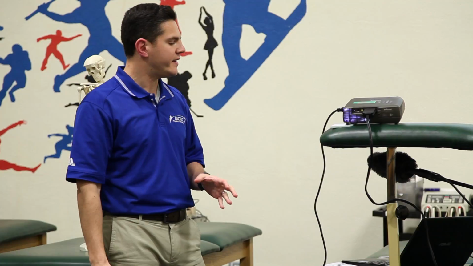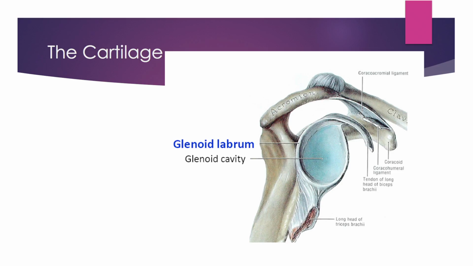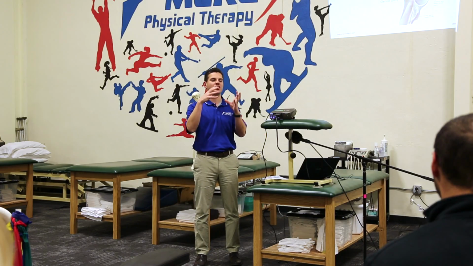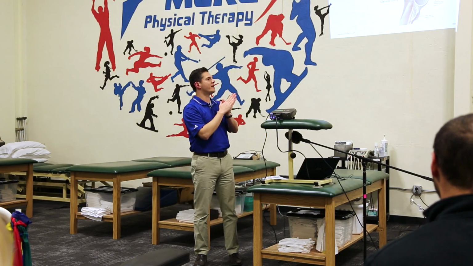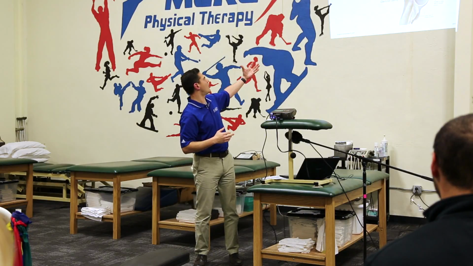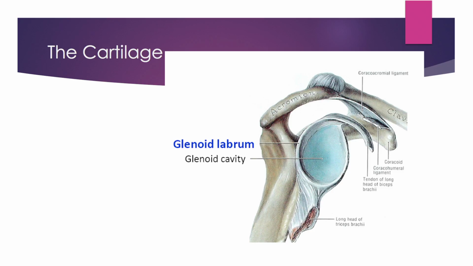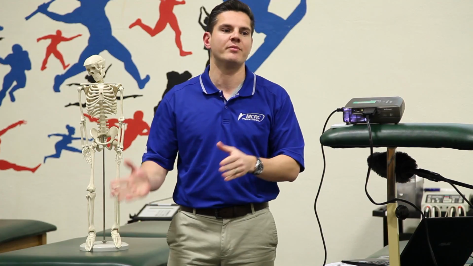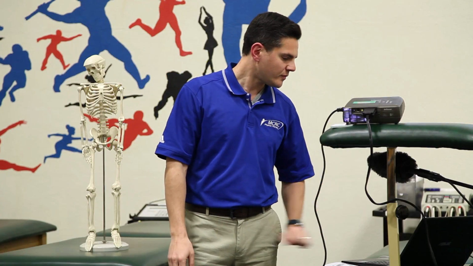The next thing I want to talk about is the cartilage, which is a smooth covering that covers all our joints. And of course we have that also in the shoulder, which we have cartilage that covers the ball part and cartilage that covers the socket part, as you see here, which is called the glenoid. And the labrum is one of the things that we hear a lot about in people tearing or injuring the labrum, and that's part of the cartilage of the shoulder.